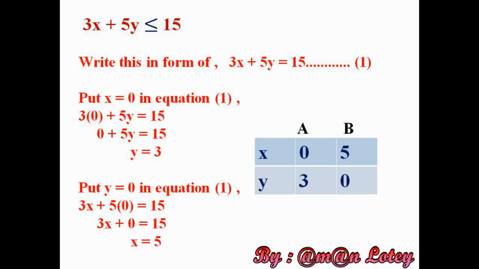Let's start with the first constraint, which is 3x plus 5y is less than or equal to 15. First we write this in the form of the equation 3x plus 5y equals 15. Name this equation 1. Now put x equal to 0 in the first equation, we get y equal to 3. After this, put y equal to 0 in the first equation, then we get x equal to 5. In this way, we get 2 points. The first is A, which is 0 and 3, and the next point is B, which is 5 and 0, as shown.